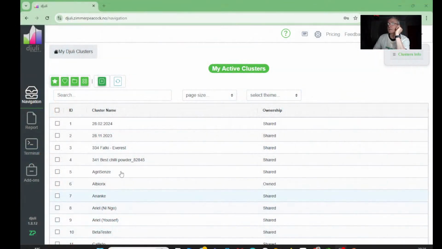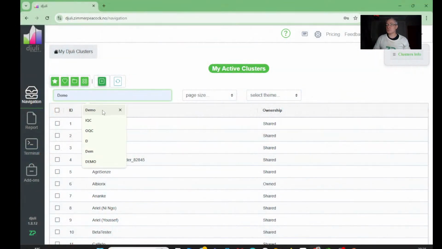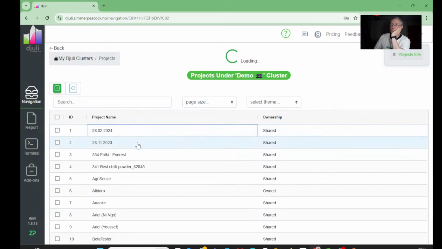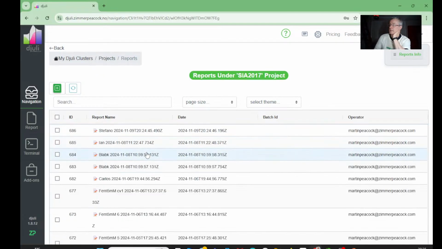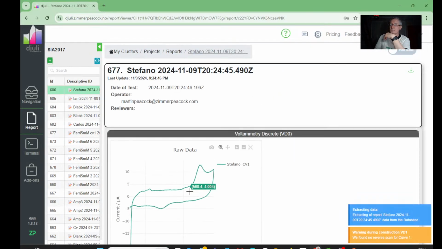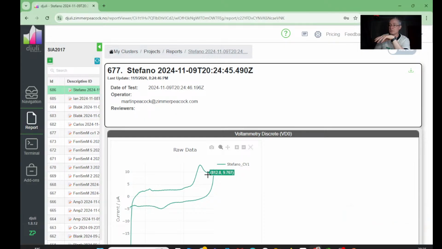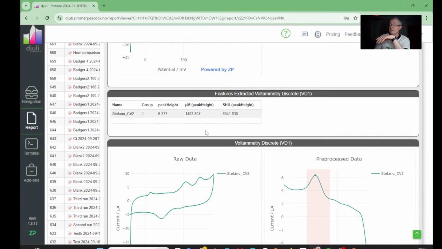Boom, this is Julie. Let me just go to something called a cluster, which is my demo cluster. Let me just go into here. 1, 2, 3, 4, 5. And I find my device, SIA, Sense It All. There's Stefano. So this is what I just ran just now. Here's, in this particular case, my cyclic voltammetry. Here's the result. This is the result that we showed on the phone. So, I know that will be too small for you. But there's basically a result on my phone, and there's a result in the cloud, and they say the same thing.